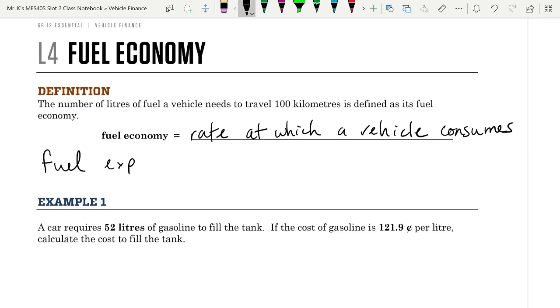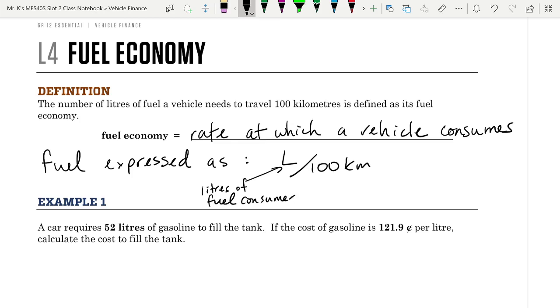And it's expressed, and I just misspelled expressed. Ugh, need more coffee. Expressed as a ratio of L divided by 100 kilometers. And this, of course, means liters of fuel consumed. And 100 kilometers is literally per every 100 kilometers driven. Per every 100 kilometers you drive.